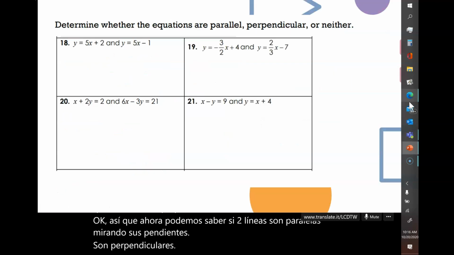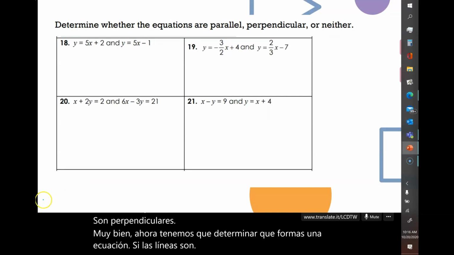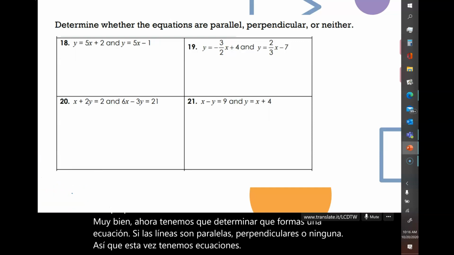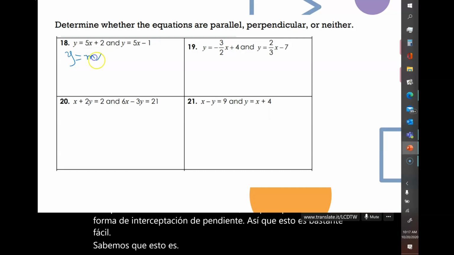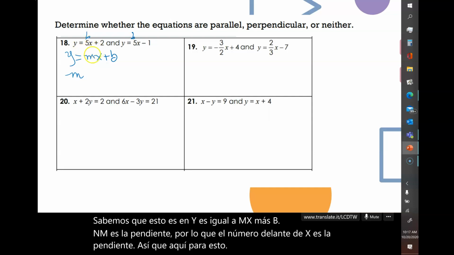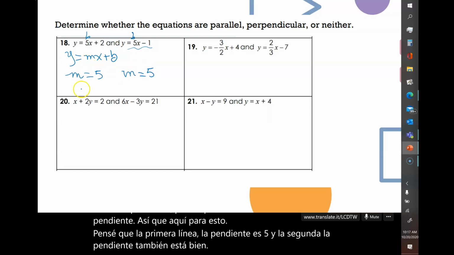All right, so now we need to determine from an equation if the lines are parallel, perpendicular, or neither. So this time we have equations. So over here, this is in slope-intercept form, so this is pretty easy. We know this is in y equals mx plus b, and m is the slope. So the number in front of x is the slope. So here, for the first line, the slope is 5. And the second one, the slope is also 5. So these two lines are going to be parallel.